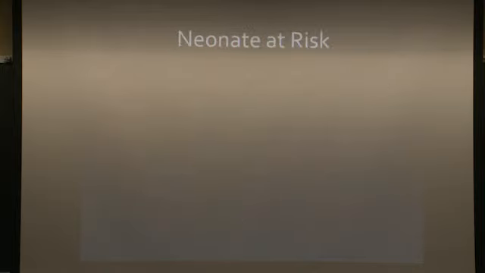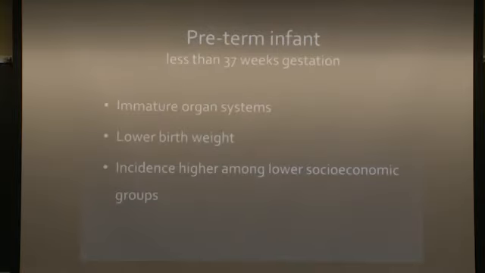So now we're going to talk a little bit about newborns at risk. Who are newborns at risk? The preterm infant, and that is defined as the infant less than 37 weeks of gestation. Preterm babies have immature organ systems and lack adequate physiologic reserves to function in the extrauterine environment. The lower the weight and gestational age, the lower the chances for survival.